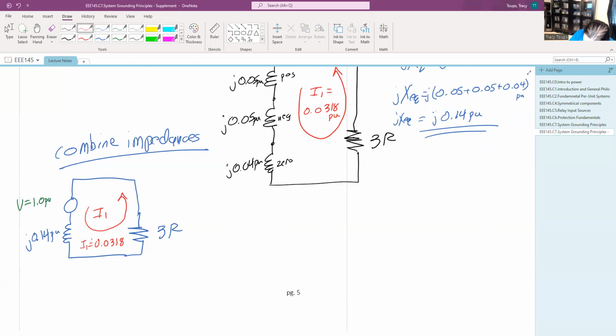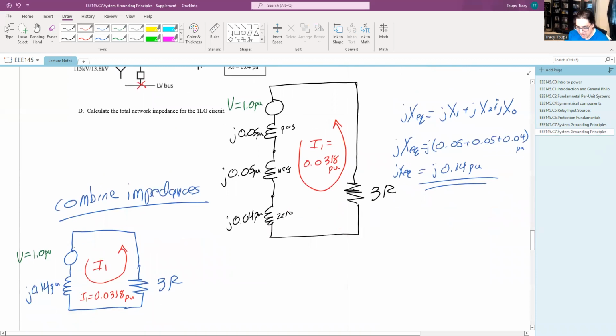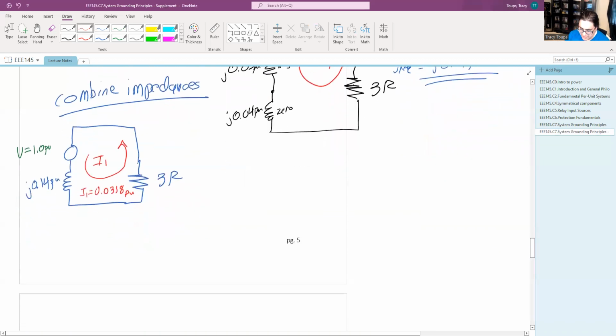0.0318 per unit. Okay, so I actually crunched this down. This is a very simple circuit. There's an inductor, a resistor, a voltage, and a known current. The only variable here is R. We can solve this, okay? So again, we just wanted to crunch this network together to get something small and easy to use.